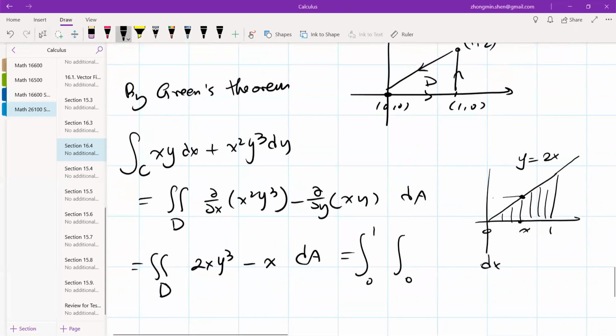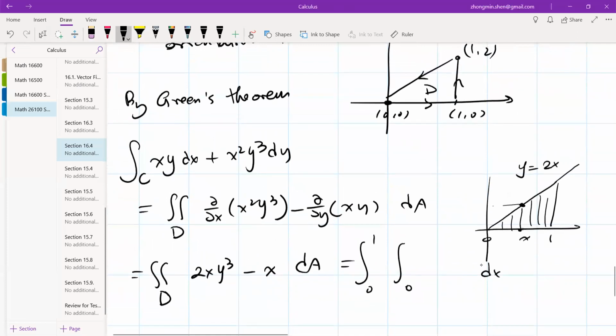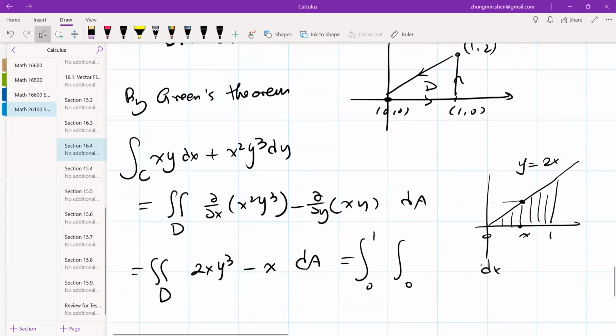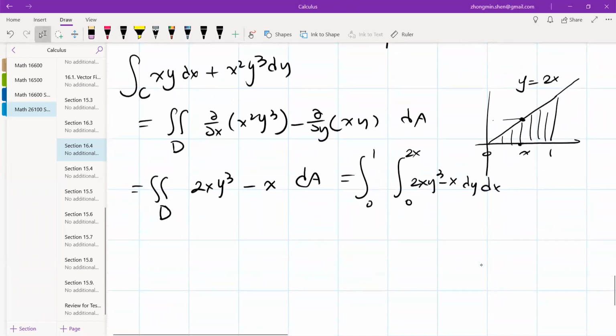Because the equation of this line is y equals 2x. I believe that. Okay. So the slope is 2. Yeah, it's passing through the origin. So the upper bound for the y value is 2x. Okay, then this will be dy. So the integrand is 2xy cubed minus x, dx dy. Okay, so now you evaluate this iterative integral.